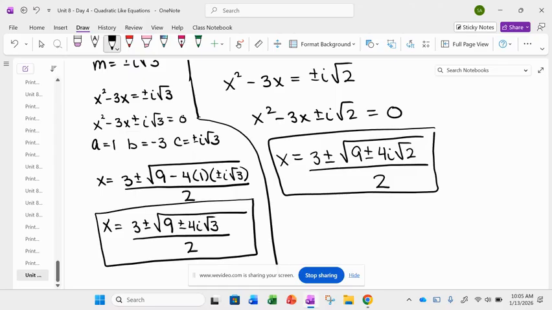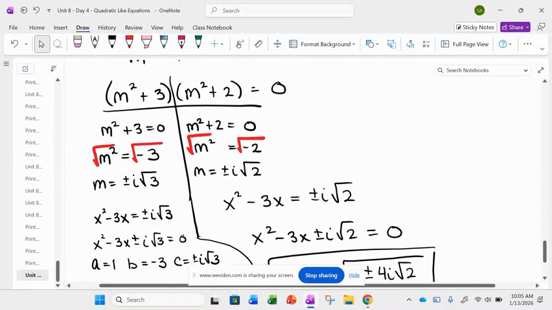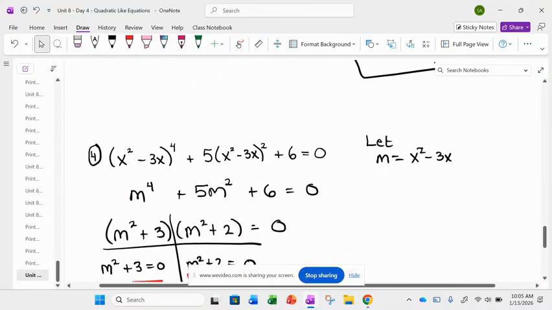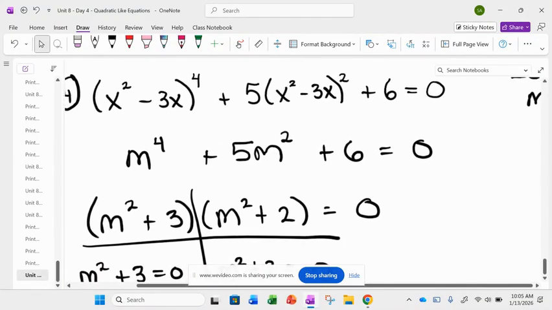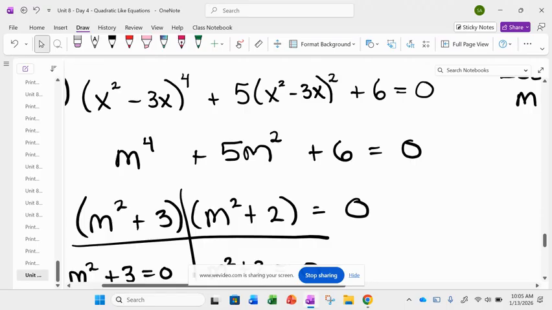Now, somebody might say, well, that's a total of 8 solutions. I thought we were only supposed to have 4 solutions because the exponent was 4. But was it really 4? No, because this is saying x squared minus 3x multiplied by itself 4 times. If you take x squared minus 3x and multiply it by itself 4 times, what will be the highest exponent? x to the 8. And there's our 8 solutions. All right, let's do another one.